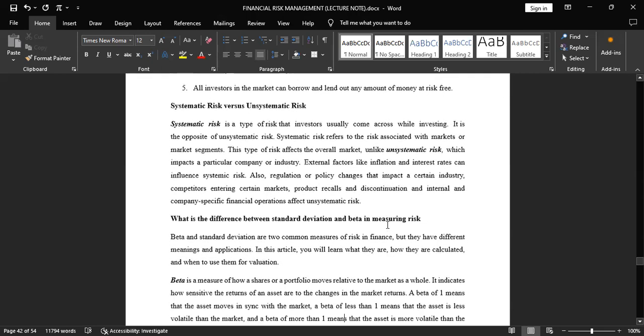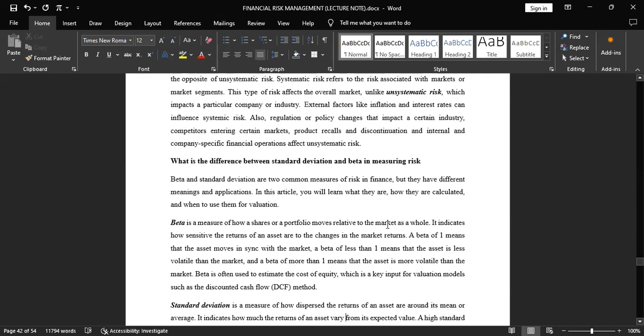Now, I want to understand the difference between beta and standard deviation. When we talk of beta, we are talking of the risk of an investment, an asset you have invested in, in relation to the market, how it responds to the risks in the market. Whenever we invest, we expect a certain return. If you do not get that return, that is what we are saying is your risk.